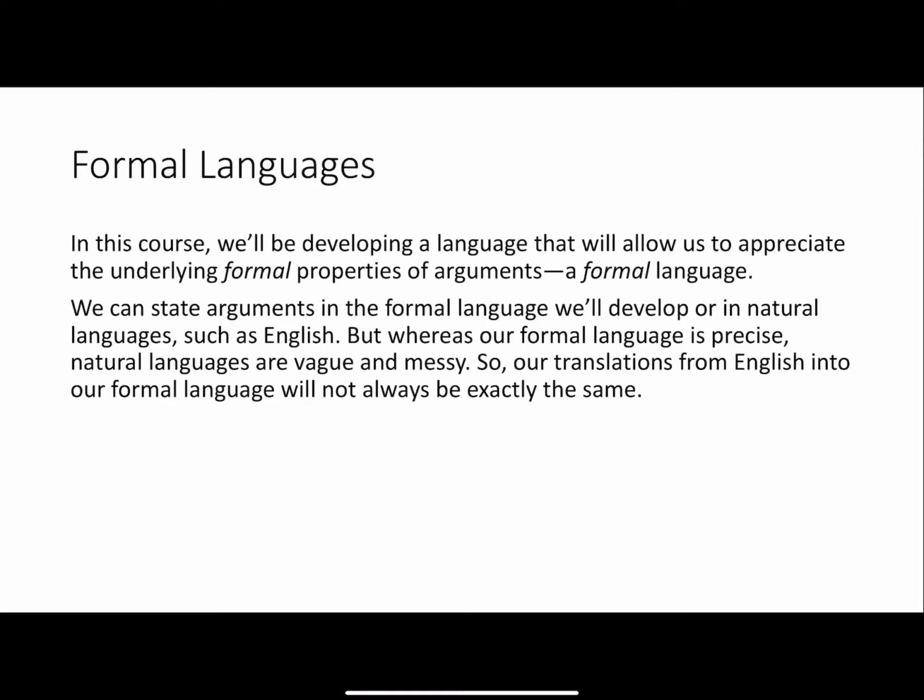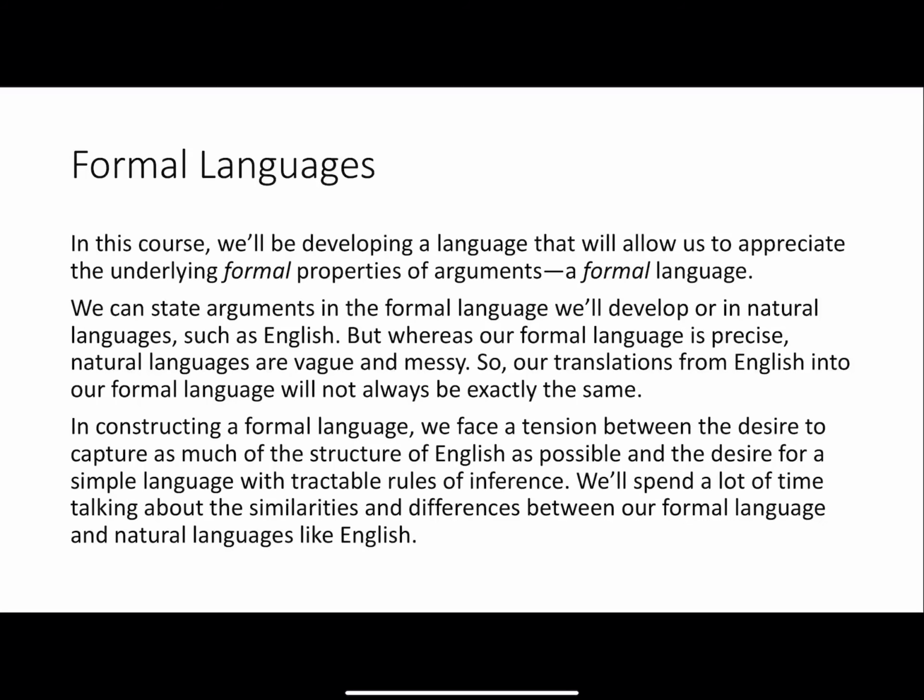But whereas our formal language is precise, natural languages are vague and messy. So as we move into introducing our formal languages, I want you to bear in mind that our translations from English into our formal languages will not always be exactly the same as one another. The English language statement of the argument may seem slightly different, but when we construct the same argument using our formal resources, we're trying to capture the important logical properties. So that's an important thing to bear in mind as we go forward.